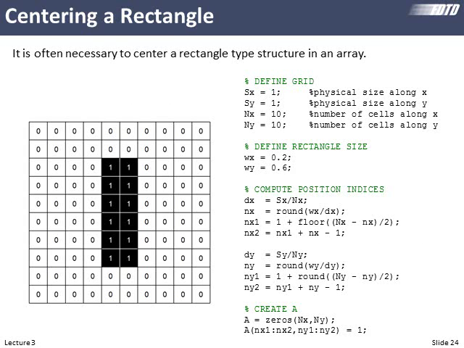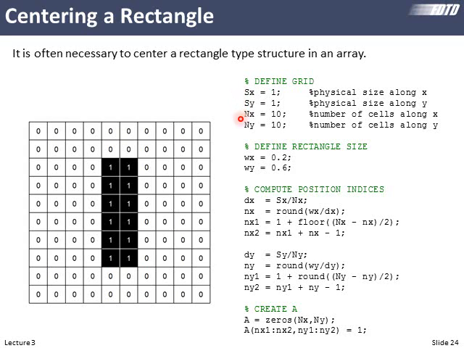It's even more common to center a rectangle. So here's a full snippet of code which illustrates my entire thought process from the beginning of how I would do that. The first thing I like to do is define the physical size of the grid. So that's SX and SY, the physical size of the grid. This is the thing that's in meters or centimeters or whatever units you're working in.